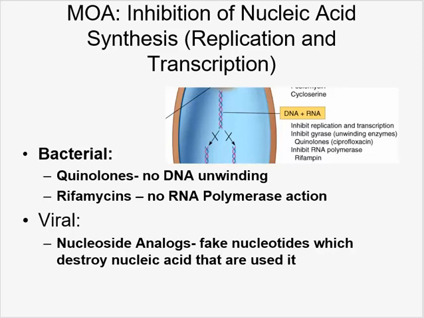When you open up the DNA, it tends to get kind of knotted up. And there's a special enzyme called topoisomerase that goes in and cuts those knots out. So if you block that, then the DNA doesn't open properly and you can't use it properly. And then there's a family of drugs, the rifamycin family, where you find rifampin, that goes after RNA polymerase. So it blocks transcription.